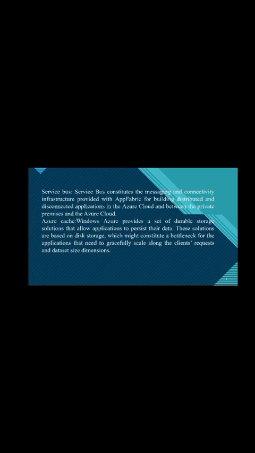Service bus. Service bus constitutes the messaging and connectivity infrastructure provided with App Fabric for building distributed, disconnected applications in the Azure cloud and on private premises. Service bus allows applications to interact with different protocols and patterns over a reliable communication channel that guarantees delivery.